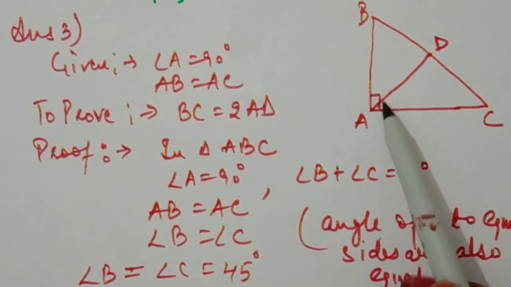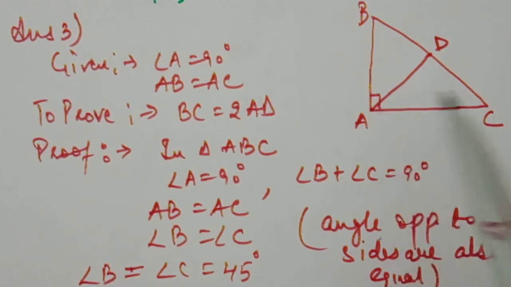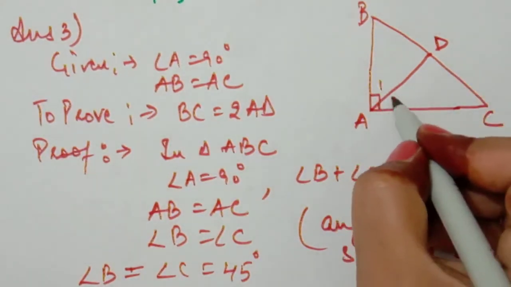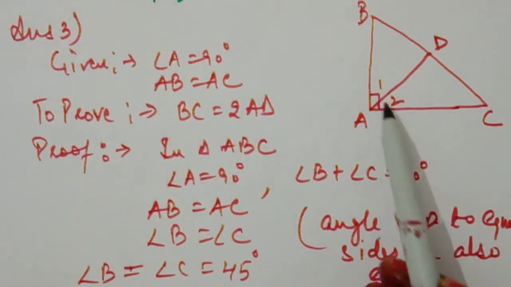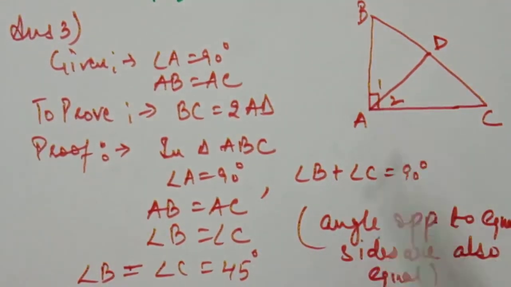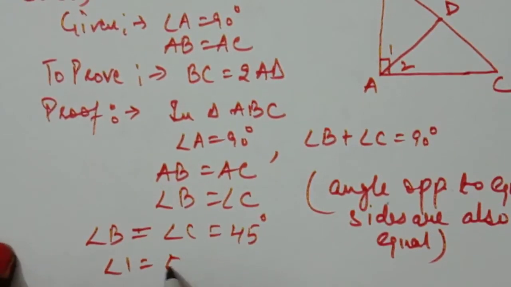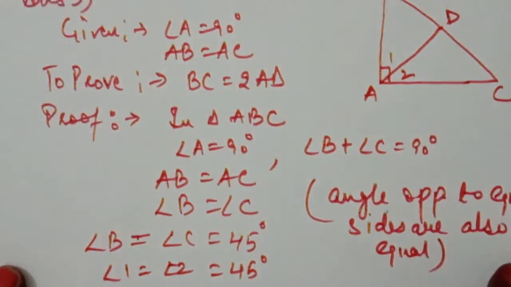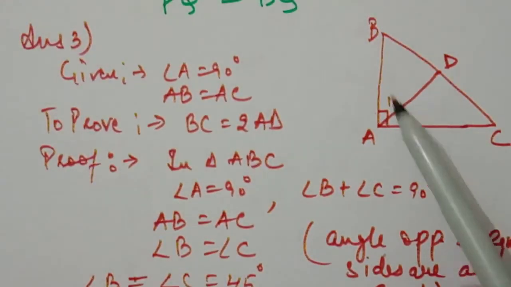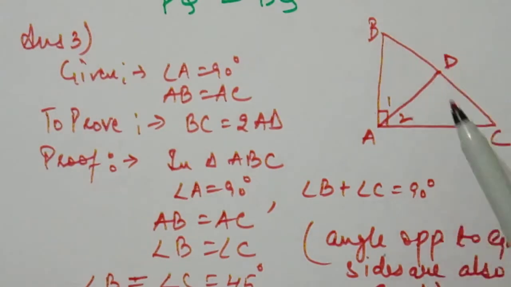It means this is 90 degrees and this is the bisector. So angle 1 and angle 2 are also equal to each other. Angle 1 and angle 2 are also 45 degrees, because it is given that it is a bisector. Now in this triangle angle 1 and angle B, in this triangle angle 2 and angle C, they all are equal to each other because they all are 45. So the opposite sides are also equal.